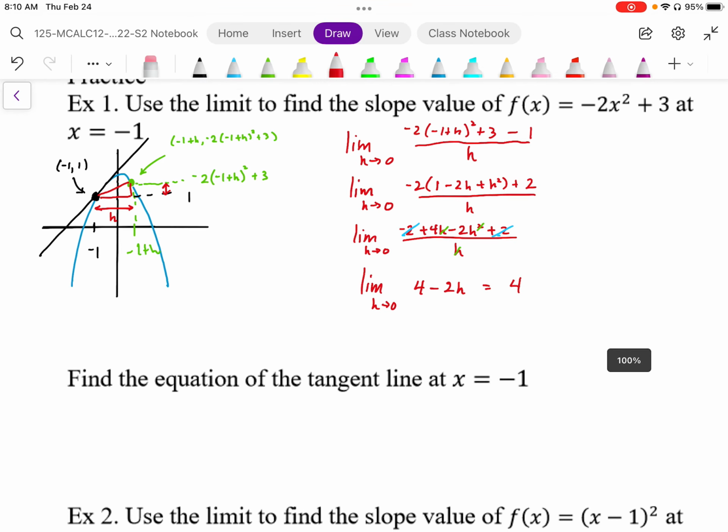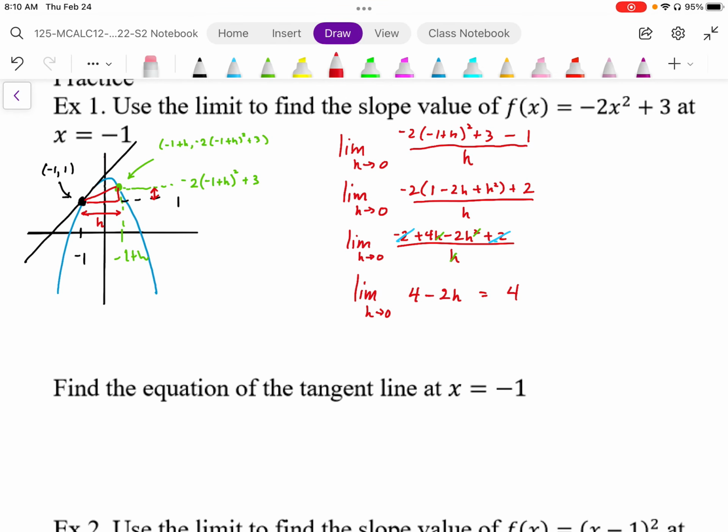So we can use that slope then to find the tangent line. For the tangent line, we're going to use the point slope form. So I'm going to have x at x equals negative 1, we're going to get x plus 1. The y-coordinate at that point is 1. And then I just need the slope, which I calculated to be 4. So there's the equation of the tangent line in point slope form. At that point, x equals negative 1, y equals positive 1.